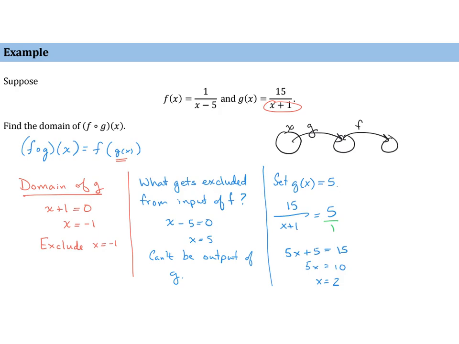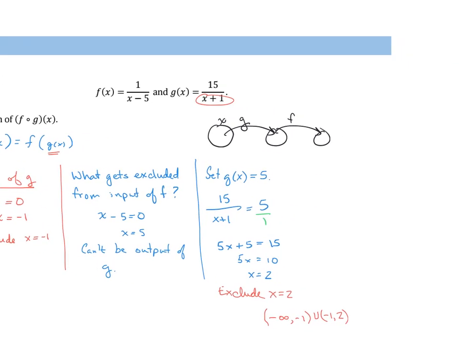This means that if I put in 2 as an x value, g would output 5. But we've already said that 5 can't be put into f. So 2 has to be excluded, and negative 1 has to be excluded. So the domain would be negative infinity to negative 1, union, negative 1 to 2, and then from 2 to infinity.